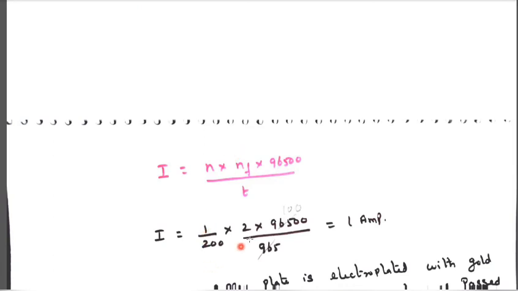So the n value is 1 by 200, and the number of electrons involved in the reaction is 2, into 96,500 divided by 965 seconds time. So 965 goes into 96,500 100 times. So 2 into 100, 200, divided by 200 is equal to 1 ampere. So the answer is 1 ampere.